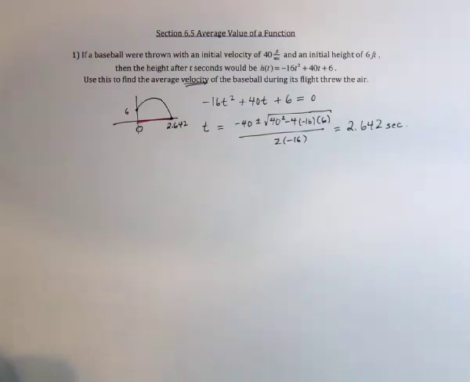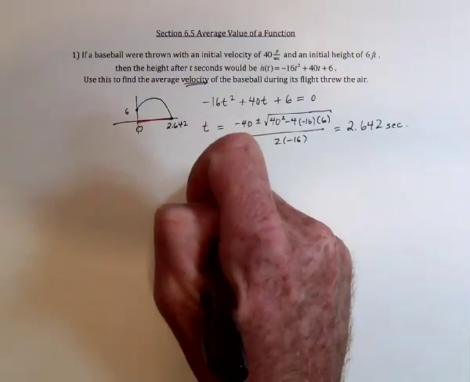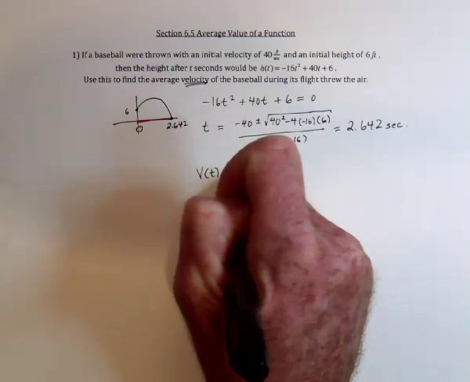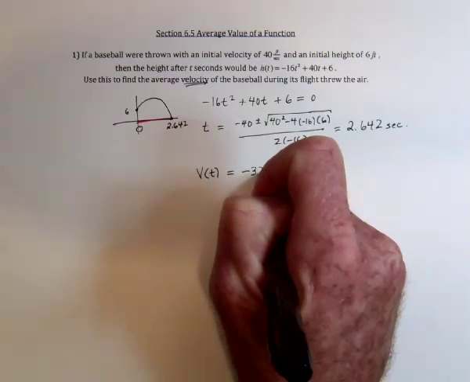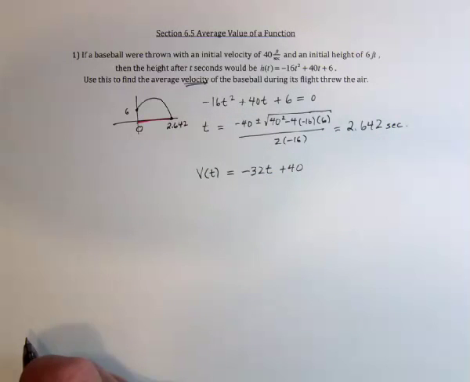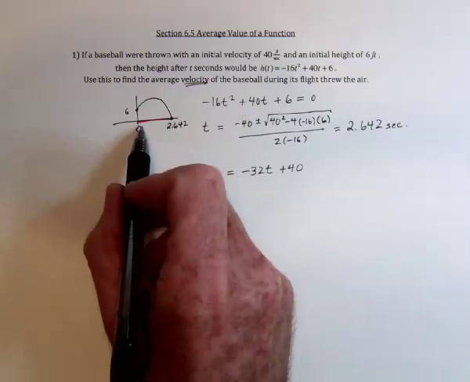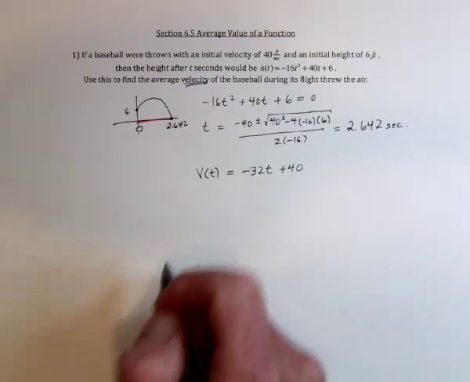Now the question actually asks not for the height, but velocity. So with this being the height, I could take the derivative and get the velocity function. So negative 32t plus 40. That's the function we're going to integrate, and then we're going to divide by the length of this interval.